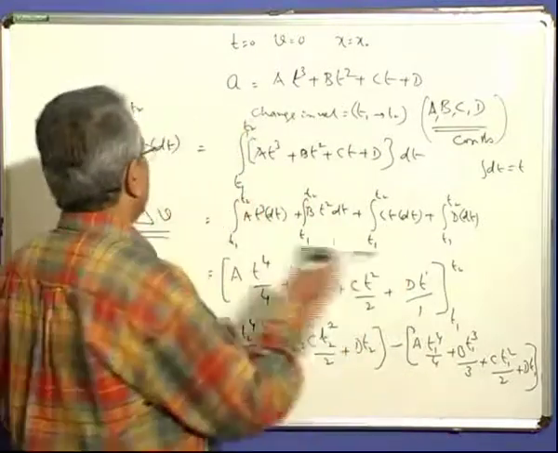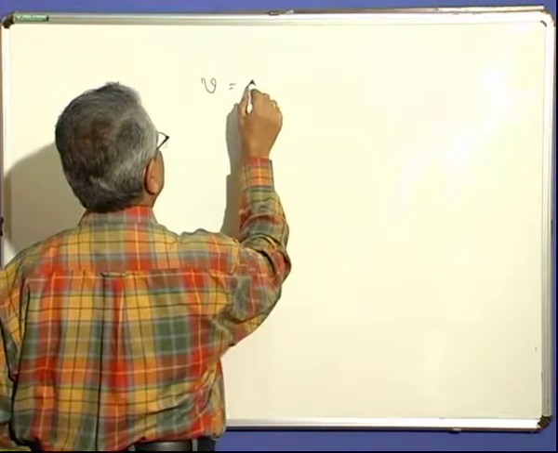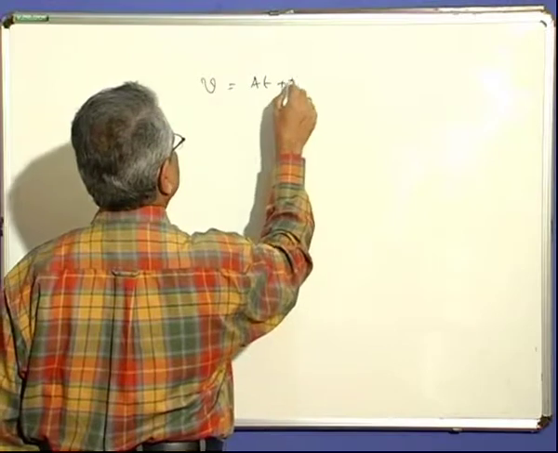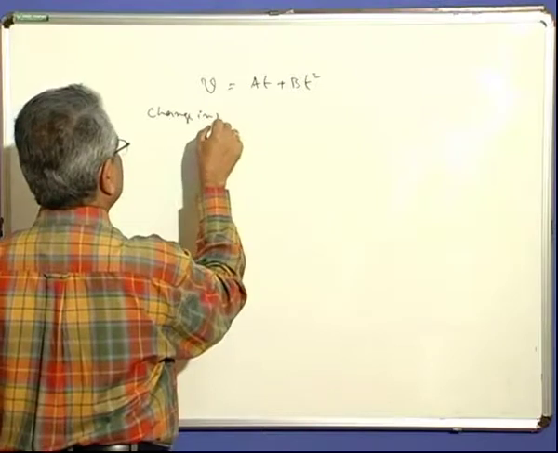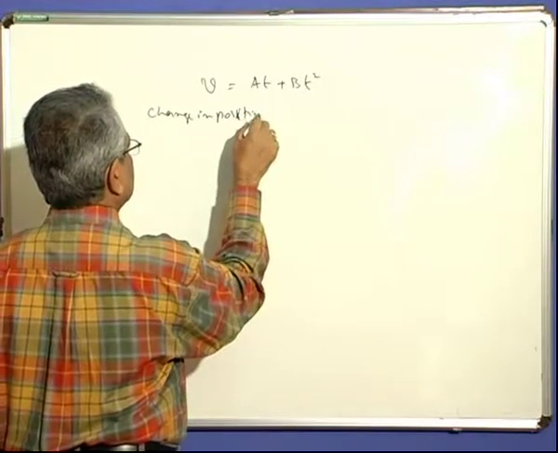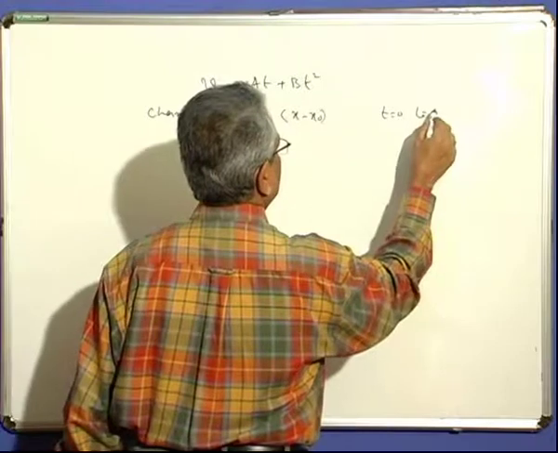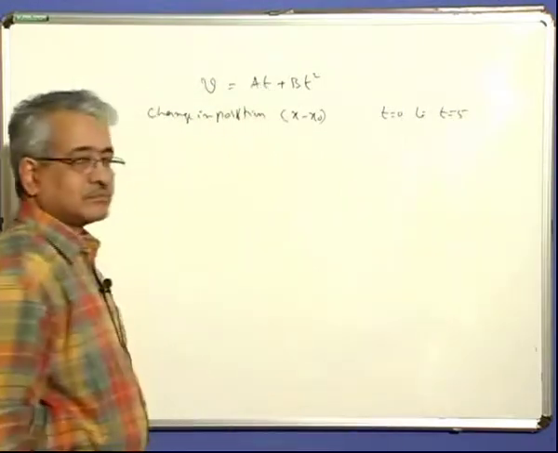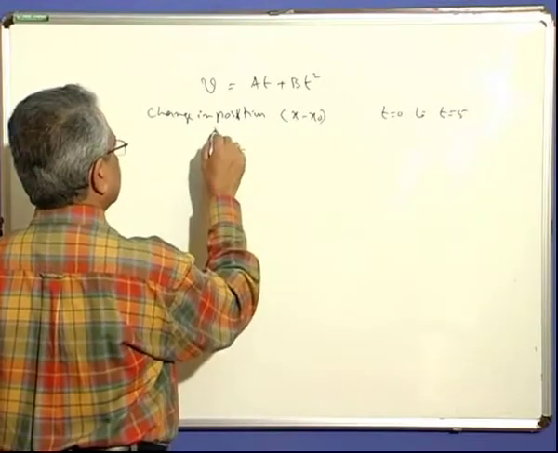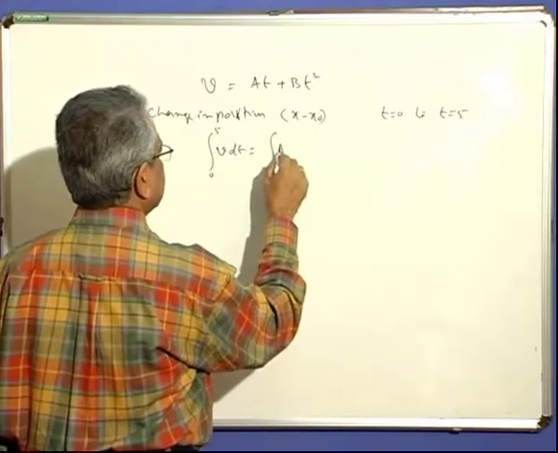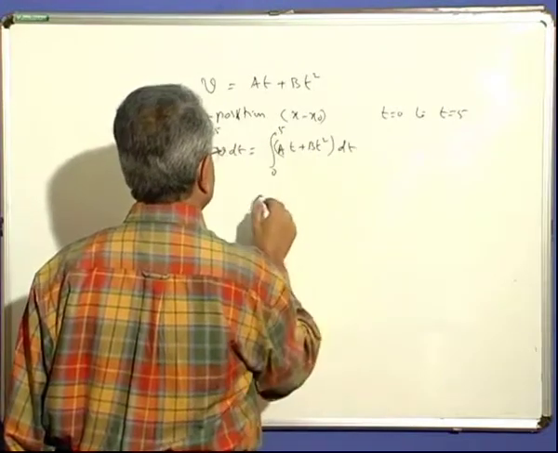Change in position. I give one example here to show you. Suppose the velocity of a body is changing according to the equation a t plus b t square. You are asked to find out the change in position, that means displacement, that means x minus x0, when t is equal to 0 to t is equal to 5 seconds. How to get it? Integrate this v with time from 0 to 5 seconds, that means integrate a t plus b t square dt from 0 to 5 seconds.